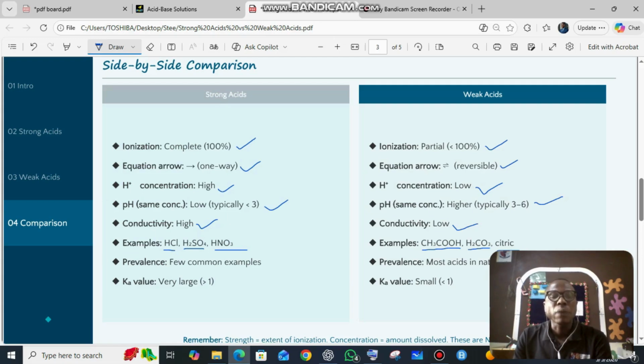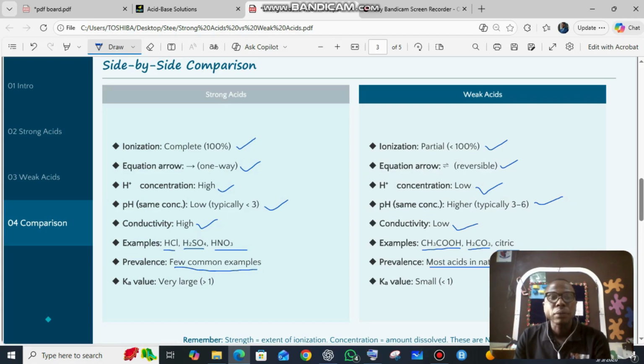Now in terms of prevalence, how common they are, we have very few common examples of strong acids. For weak acids, most acids in nature are weak acids. We have citric acid from citrus fruit, lactic acid from milk, and amino acids from protein. These acids are examples of weak acids.